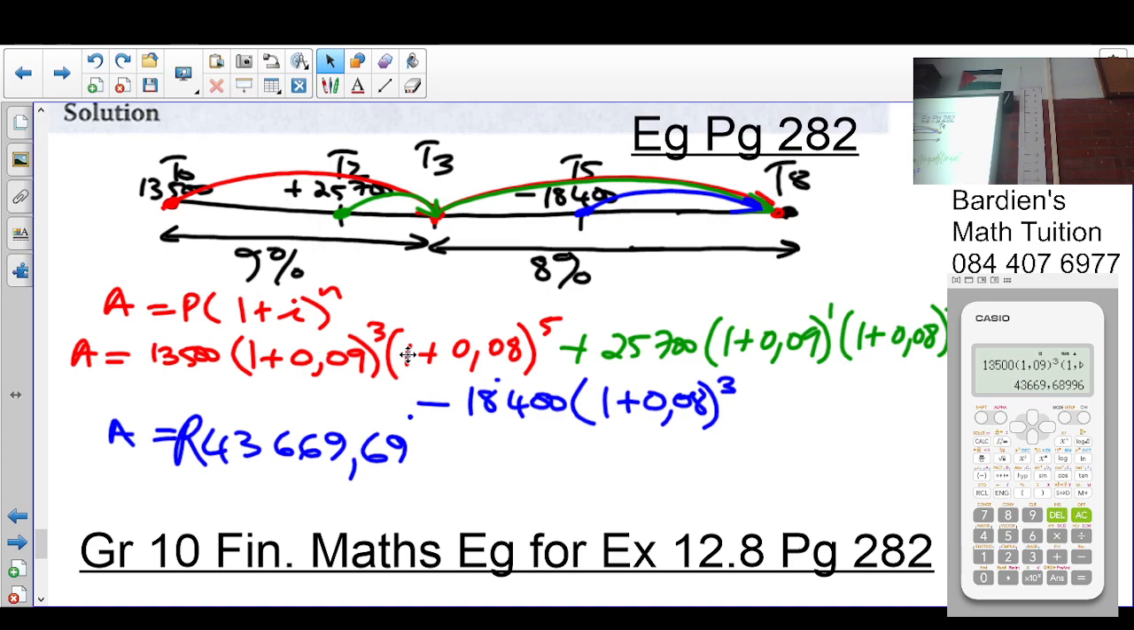Do you guys understand? For homework, I would like you guys to do exercise 12.8, the odd numbers.